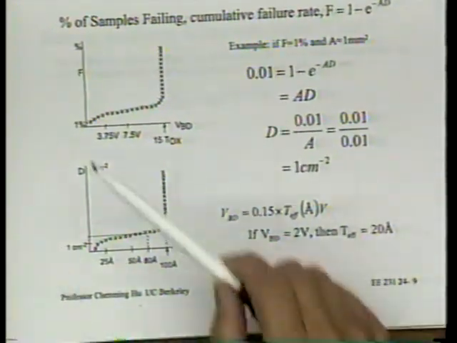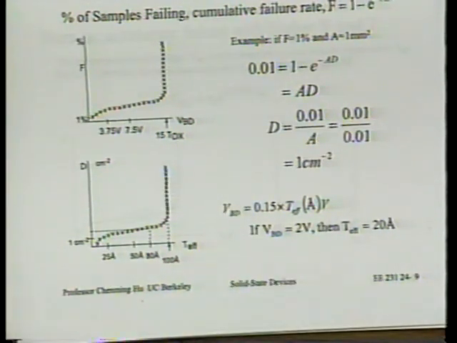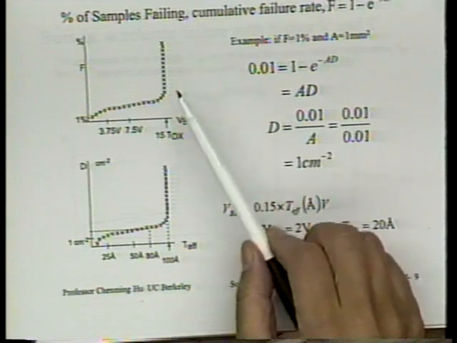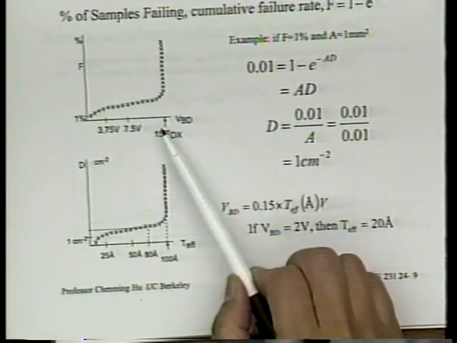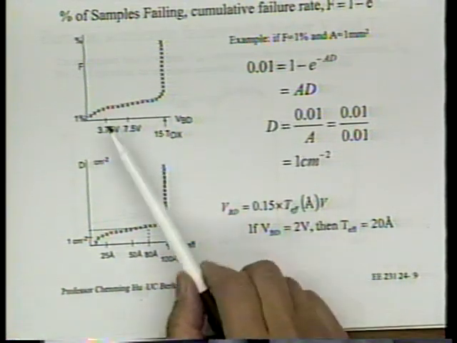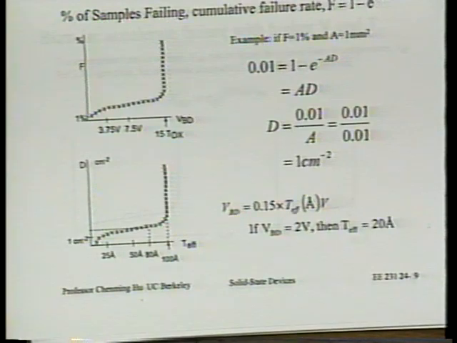So what you do, you start with the data of percentage failure versus breakdown voltage, right? For example, if this is 100 angstrom oxide, you expect most of the samples to fail at 15 volts. Is that right? But some of them will fail before 15 volts. Is that correct? We've seen a curve like this before, right?